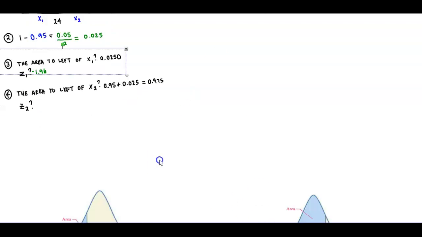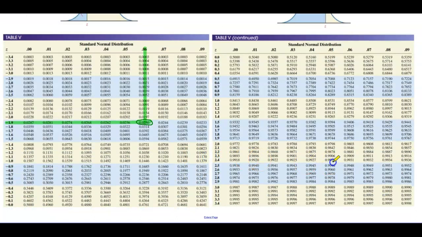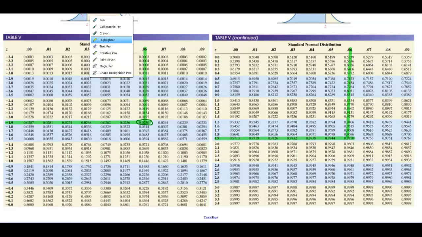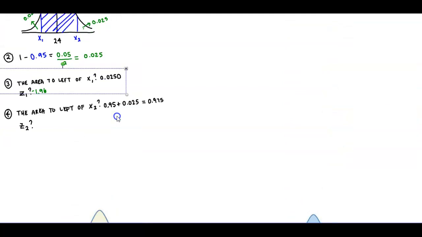So let's go ahead and find that here. We're looking for 0.975. So there is 0.975. We have 1.9 and then 6. So we can see that gives us that area, which is 1.96. So therefore, this gives us positive 1.96.